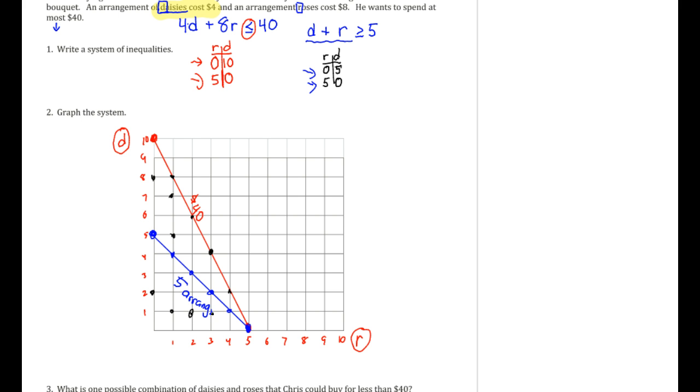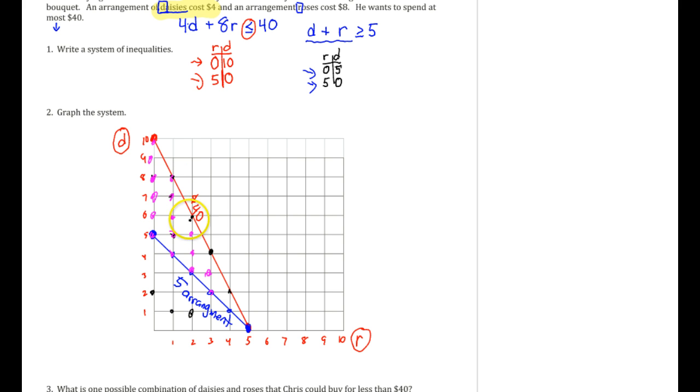line arrangement. So we have to understand we have 2 restrictions. Has to be less than $40, but 5 arrangements or more. That's why we have 2 lines. So everything that's below the red line, the top line, that's less than 40, but it also has to be above the blue line because that's going to be 5 arrangements or more. So now we can see here are all the combinations of bouquets that work for both restrictions. Okay. And again, it can be on the line because it's okay.